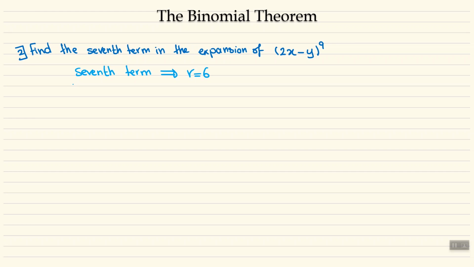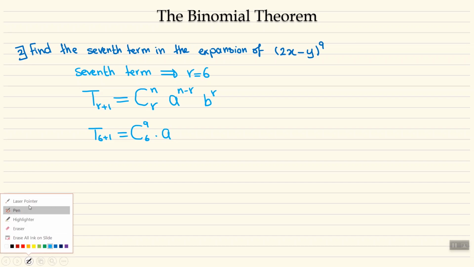So that's r. We have only one rule we deal with: T r plus 1 equals combination n r, a to the power of n minus r, b to the power of r. That's the rule that we deal with all the time. So how much is r in our case? r is 6. So we say T 6 plus 1, which eventually will be 7, equals combination. n is the power, so the power is 9. r is 6, times a to the power, a is the first term.